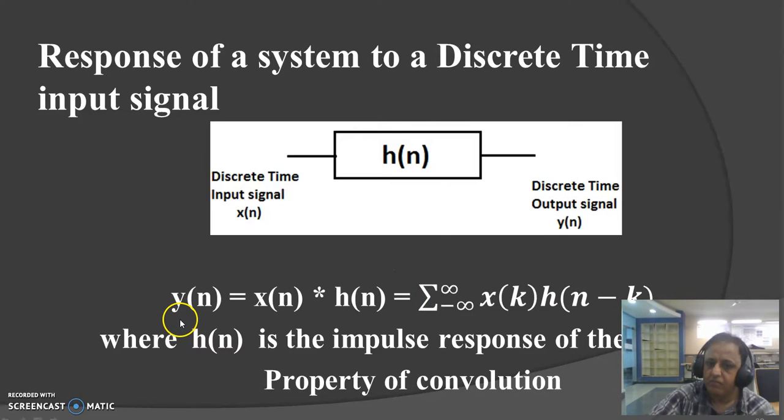because convolution is a commutative property. x of n convolved with h of n is similar to h of n convolved with x of n, and therefore you get x of k multiplied with shifted versions of h, and this shifting is done from minus infinity to plus infinity. Okay, now why does this output y of n turn out to be a convolution? That is what we'll be discussing in this presentation. Let's go to the next slide.